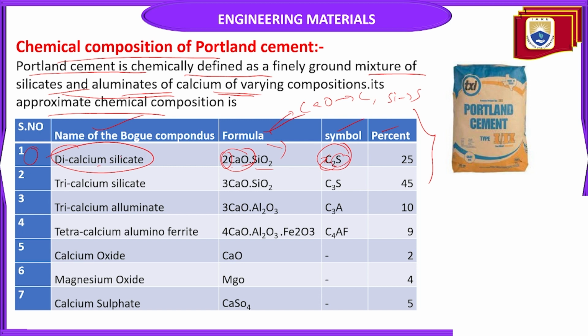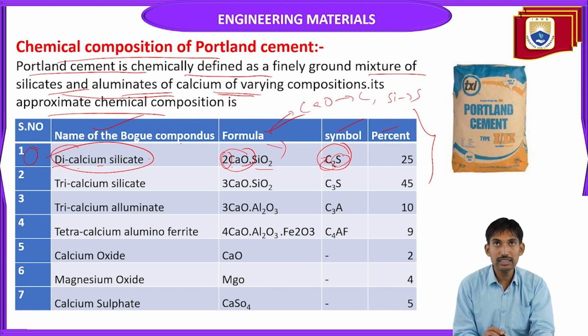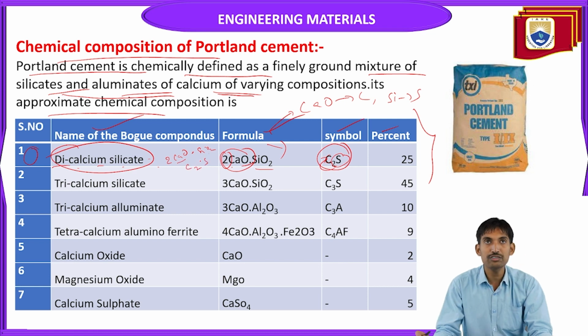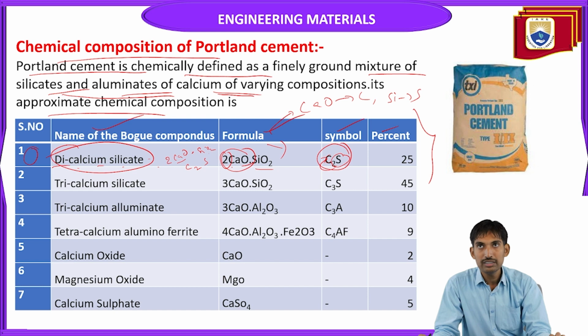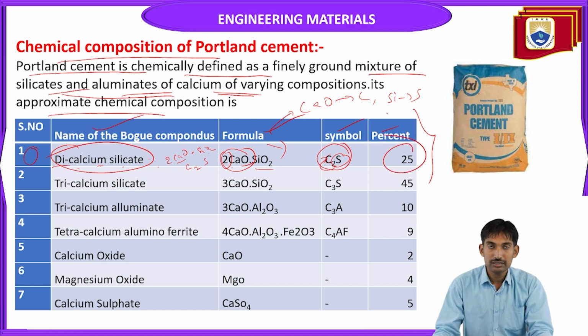Dicalcium silicate: di means 2, so 2 calcium oxides are there. That is 2 CaO dot silicate, nothing but SiO2. The shortcut form is C2S. This is the shortcut form for dicalcium silicate. The percentage of dicalcium silicate is 25%.